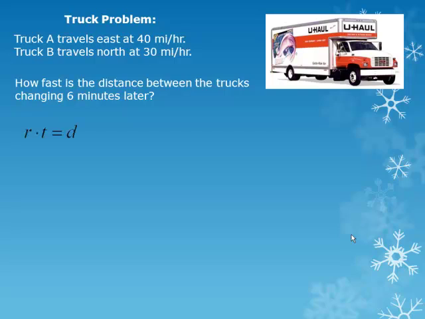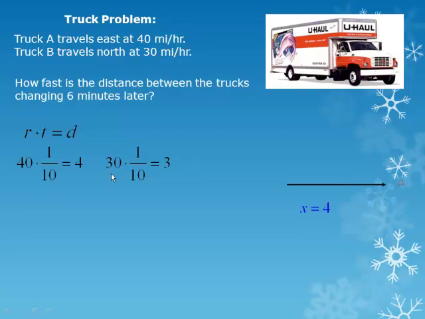So, some information we need to know. Distance equals rate times time. That's a big one. So we have truck A. Truck A's rate is 40 miles an hour. Over those 6 minutes, are we okay with the fact that that would be 1/10 of an hour? 6 over 60 is 1/10 of an hour. So he has traveled 4 miles in that 6 minutes. That's our distance. So we have truck A over here. This distance is 4 miles.